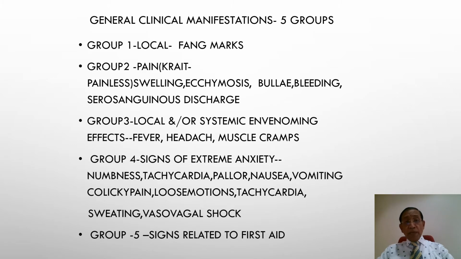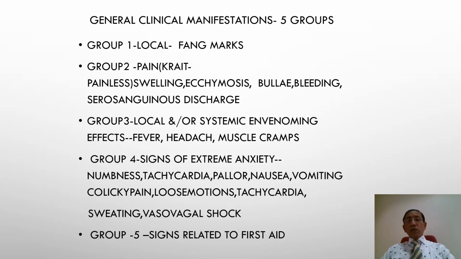The second group is pain. Remember one very important thing: kraits are painless. Other snakes like the cobra and Russell's viper are painful. They can cause swelling, ecchymosis, local bulla, bleeding, and serosanguinous discharge from the local site. Group 3 is in addition to local features, there are some systemic envenoming features like fever, headache, muscle cramps, etc.